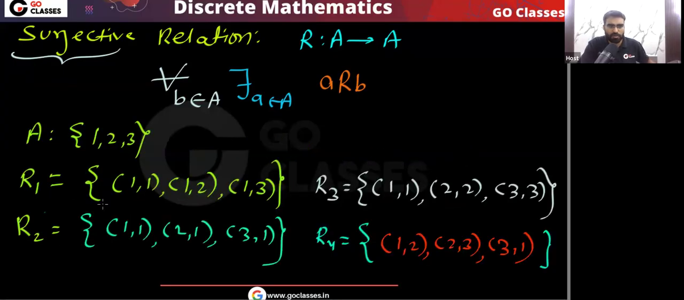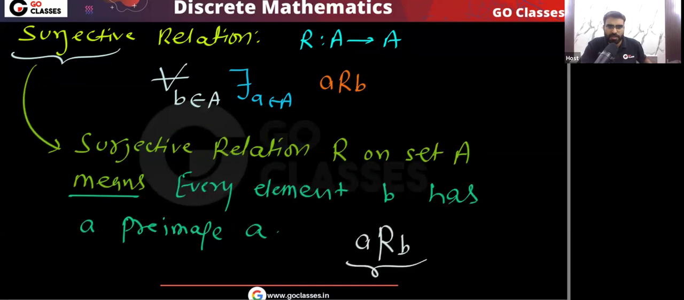So now let's come to these questions, R1, R2, R3, R4. A student is talking about matrix representation, so let me talk about matrix representation also. How will the matrix representation look for surjective relations? Let's talk about that.